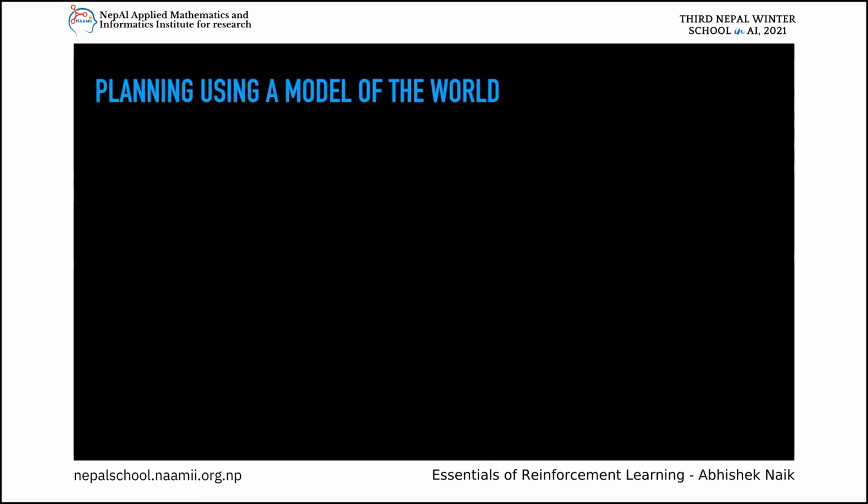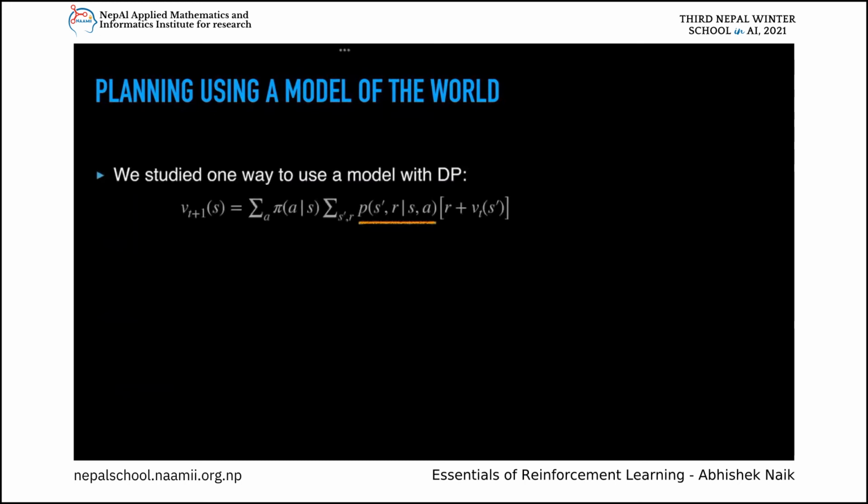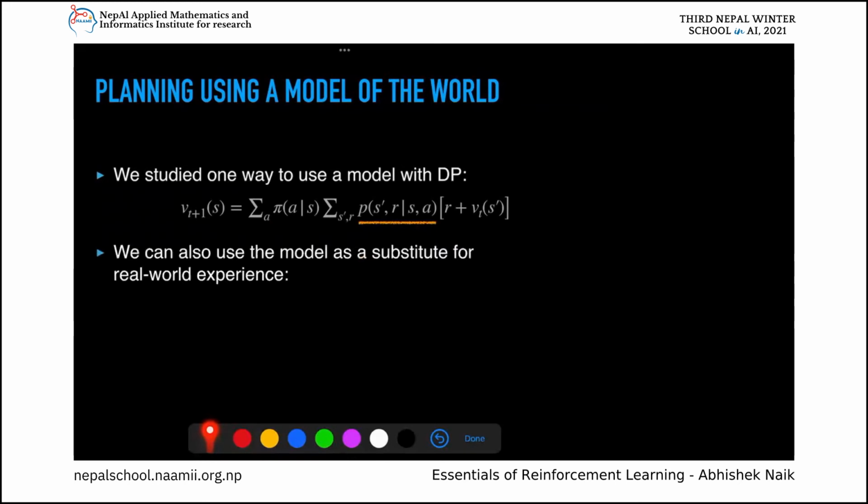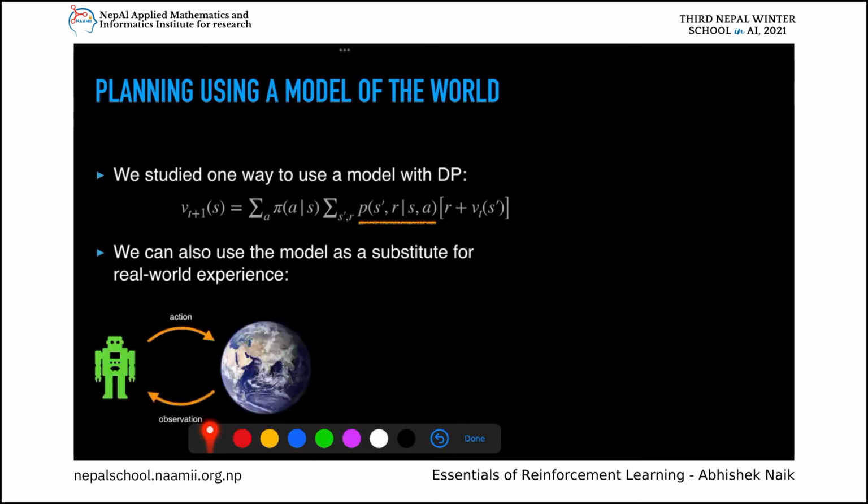Okay, so we are coming towards the end, so let's start wrapping up. How do we plan using a model of the world? We studied one way to use a model with dynamic programming. This was the update equation that we had. This is how we use the model. Then we can also use a model of the world as a substitute for real world experience. So what does that mean?